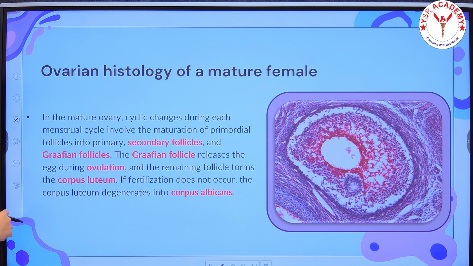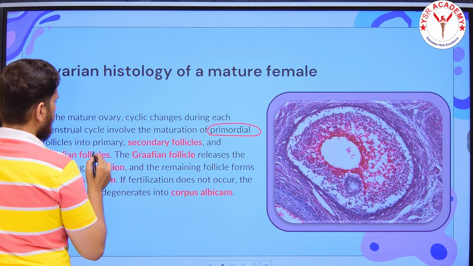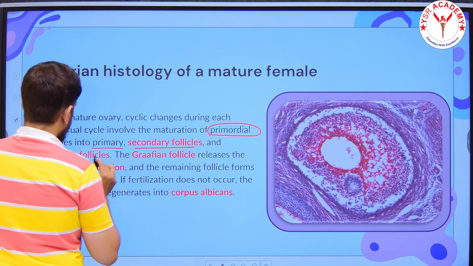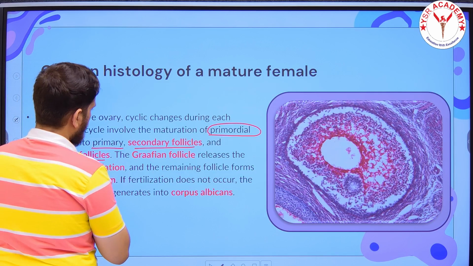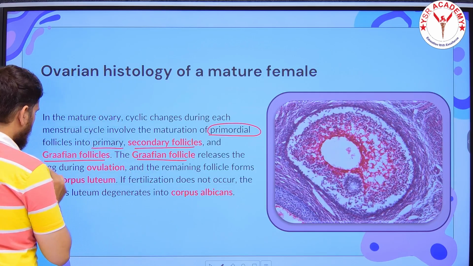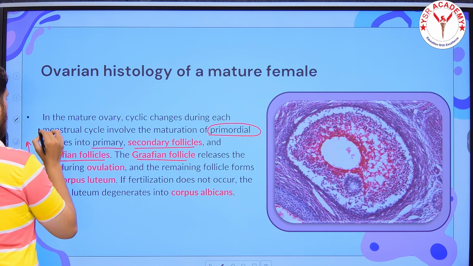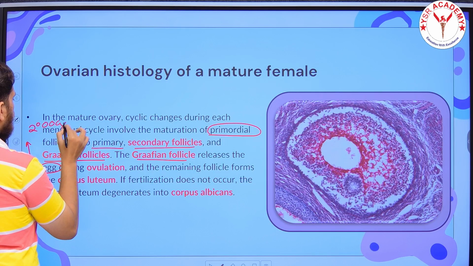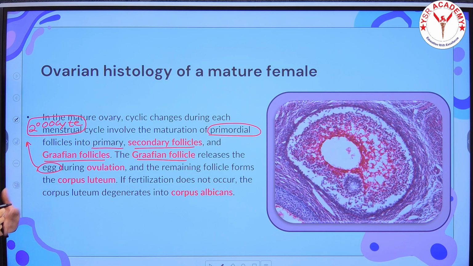Okay, now in the mature ovary there are cyclical changes. Each menstrual cycle involves maturation of primordial follicles, and these primordial follicles, which are the initiators or progenitors, we can say, are going to eventually mature into primary follicles. Then you have secondary follicles, and then the Graafian follicles. So primary to secondary, secondary to tertiary, and finally we have Graafian. This Graafian follicle is going to release an egg. इसी egg को हम लोगों ने बोला था, correct, secondary oocyte. ठीक है? Sir, is there any difference between secondary oocyte and ovum? Yes, but we'll talk about it later.